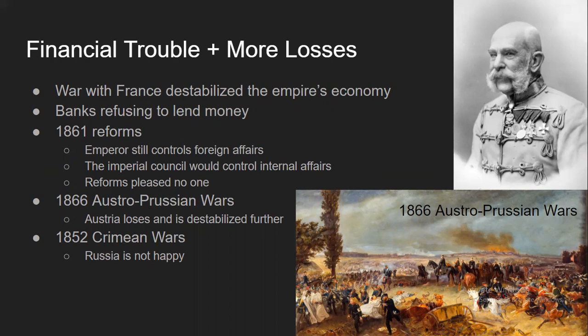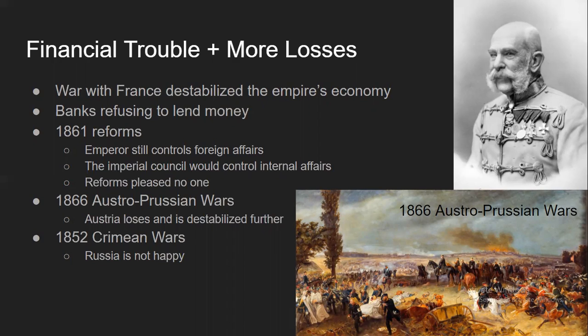Financial troubles and more losses. Following this brief conflict, the Austro-Hungarian Empire began to decline even further, especially economically. A brief conflict with France in 1859 saw the empire's economy greatly destabilized. Banks were refusing to lend money, which forced reform in the empire. The 1861 reforms resulted in major changes. An imperial council would be formed to control internal conflicts like the money issue, but the emperor would still be in charge of foreign affairs. However, while these might seem significantly beneficial changes, they were ultimately not effective enough.